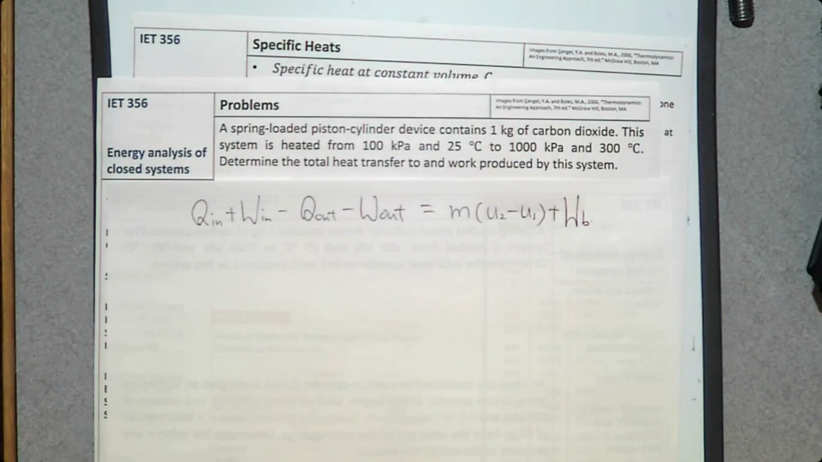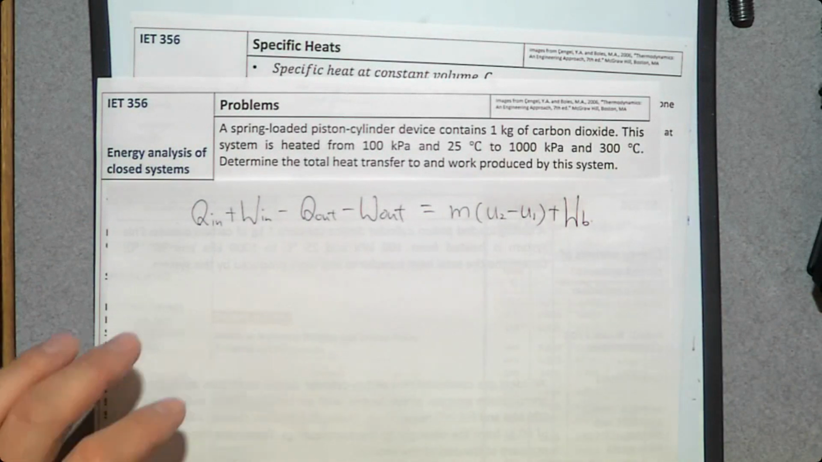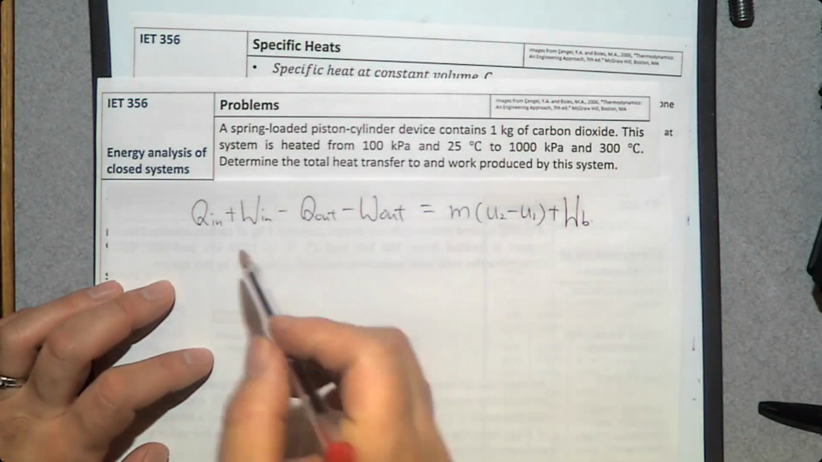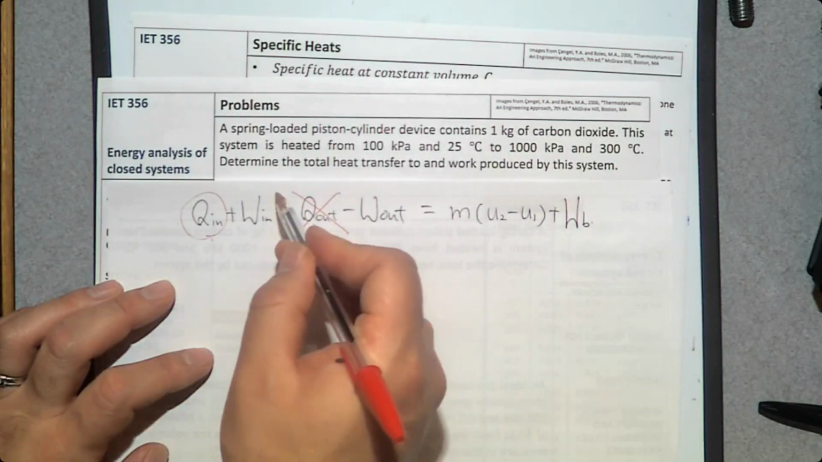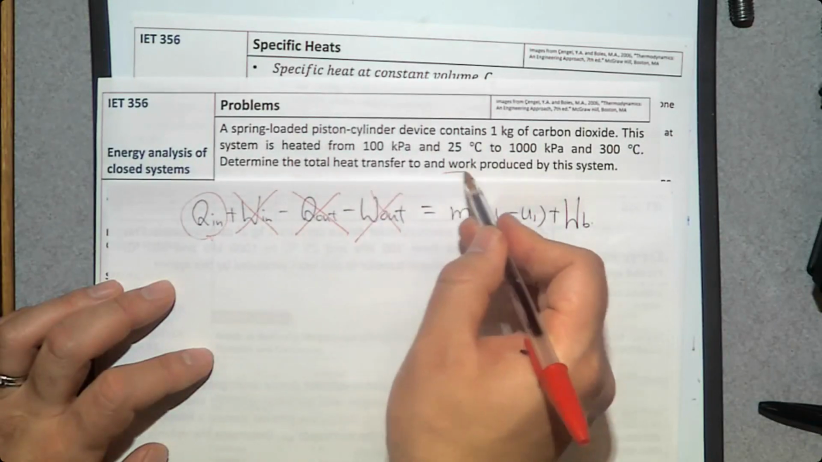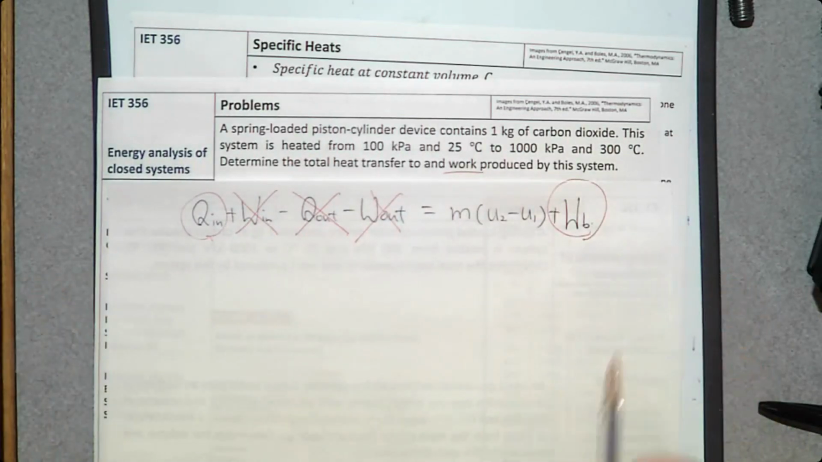Then it's a heating process. Heat is provided to the system. So how can you determine the heat? Heat is provided. Q in. Heat is released. No. Is there energy transfer by work? No. What about this work? That is moving boundary work. Then, it is a pure system, pure carbon dioxide. How do you determine U2 minus U1?